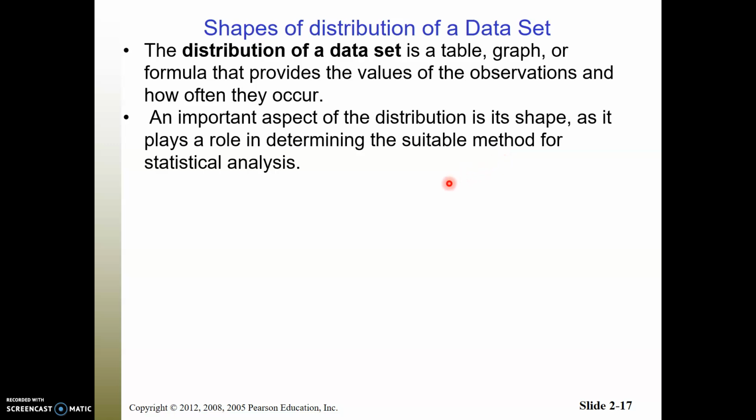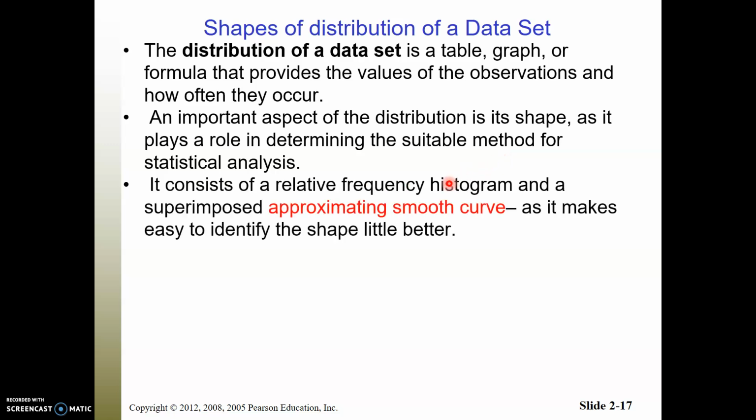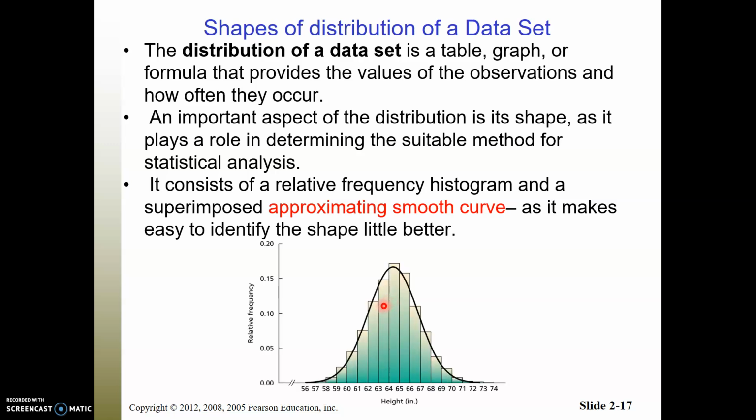Okay, how do we get the shape? We get the shape of the distribution. It consists of two things. Number one, it consists of a frequency histogram, a relative frequency histogram, and a superimposed smooth curve. Look at this one. We have these histograms, and what I have done here is approximate the shape of this distribution with the help of this solid smooth curve, and this curve is called the density curve, right?